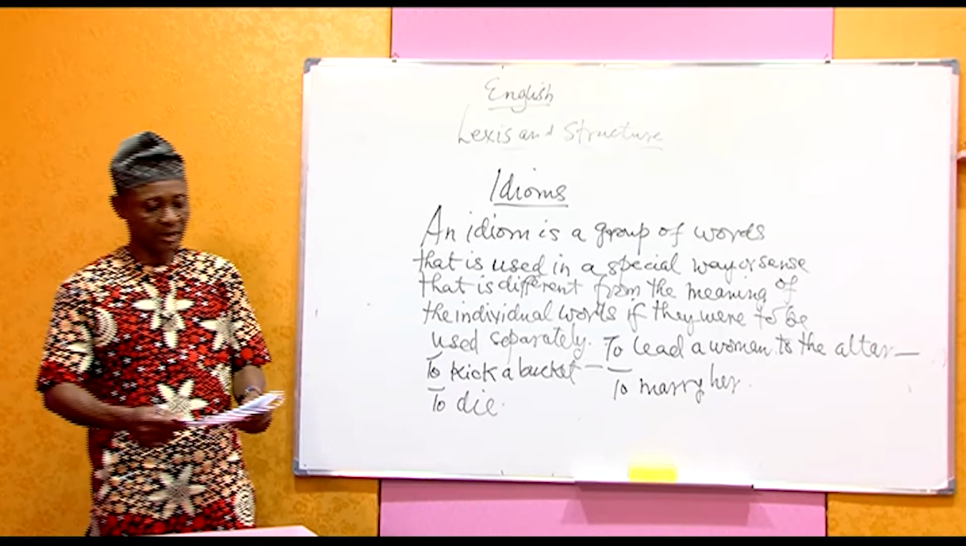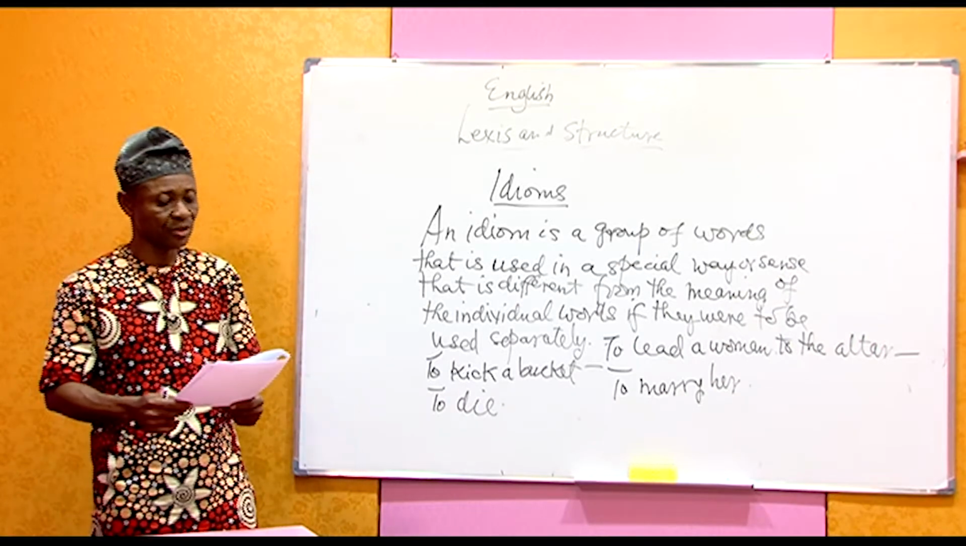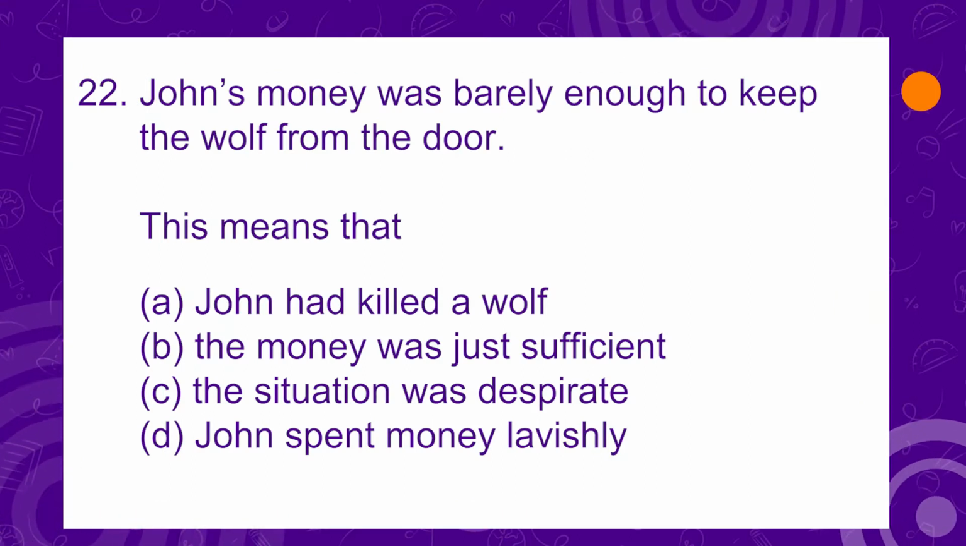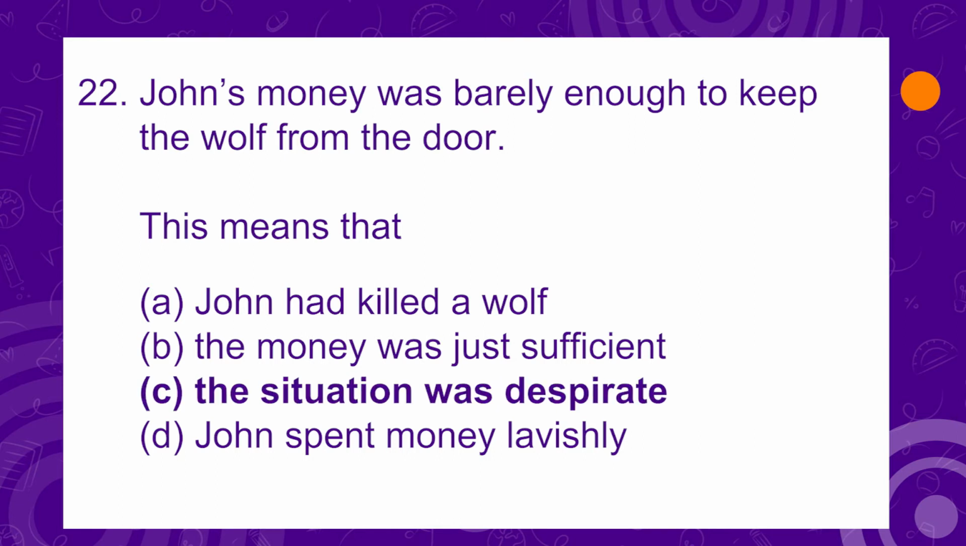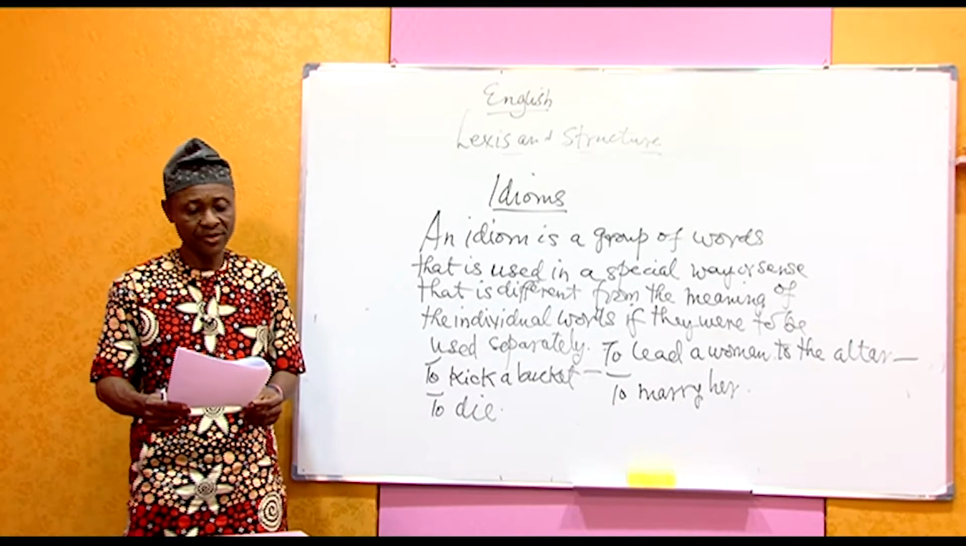Now, look at question number 22. John's money was barely enough to keep the wolf from the door. This means that A, John had killed a wolf. B, the money was just sufficient. C, the situation was desperate. D, John spent money lavishly. Correct answer is option C, which is the situation was desperate, as we can see here.